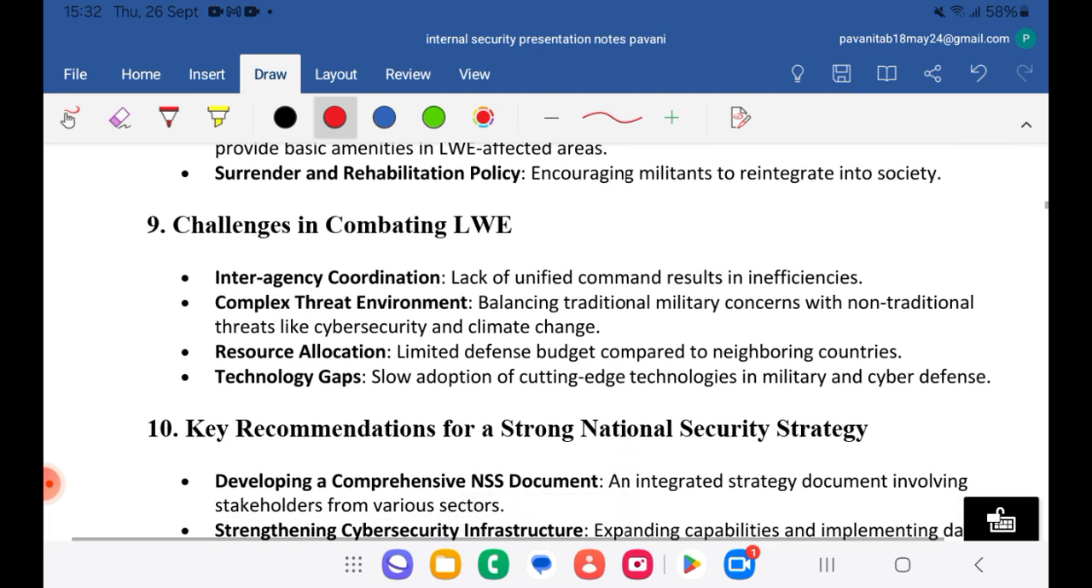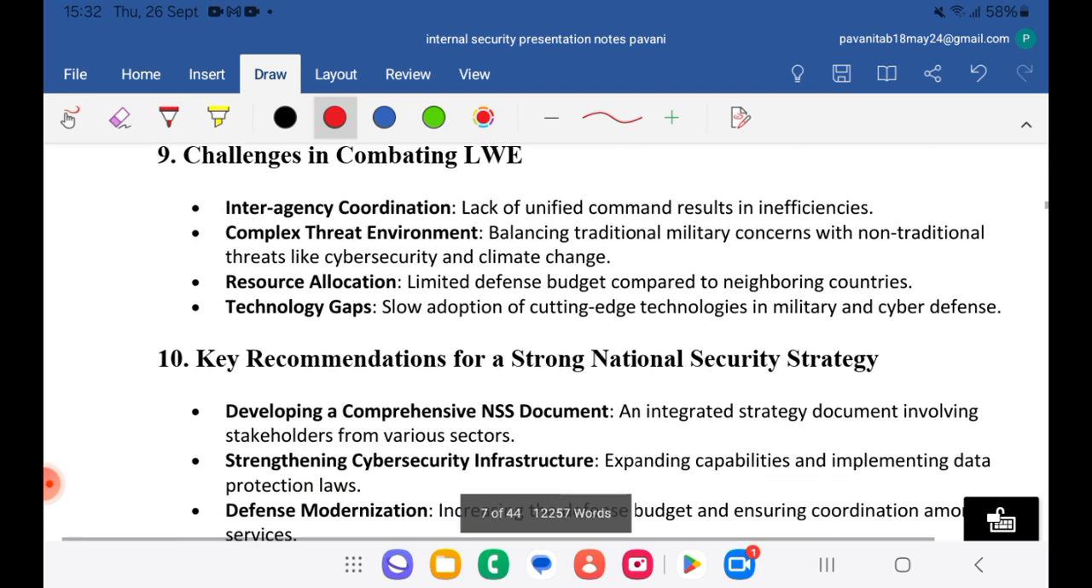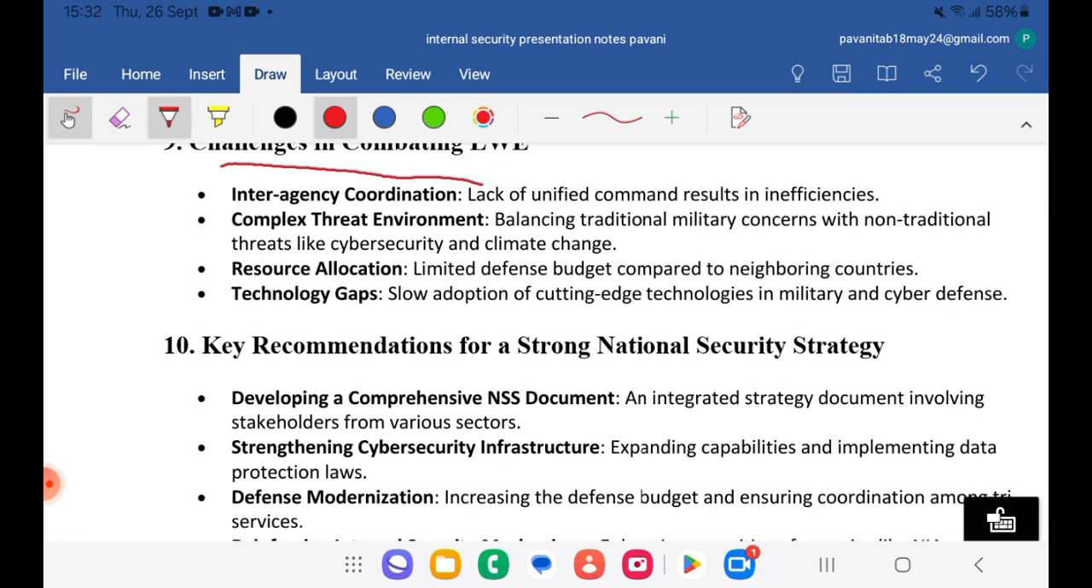So what are the challenges? This is what we should do, but what are the challenges in combating left-wing extremism? There are challenges. See, again and again we are seeing the interagency coordination problem. So there is a coordination problem. Lack of unified command results in inefficiencies. Then second point: complex threat environment. Balancing traditional military concerns with non-traditional threats like cybersecurity and climate change again is a problem. Then we have a technology gap also. Then we have a resource allocation problem as well. So these are the problems we are facing.